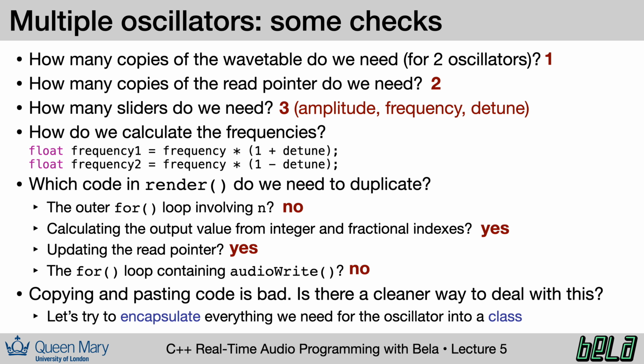The answer is yes. Potentially the cleanest way to deal with multiple oscillators in C++ is to encapsulate both the variables and the code for implementing an oscillator into a class, which lets us create multiple objects, each of which represents a complete oscillator. Let's talk more about what we mean by classes.